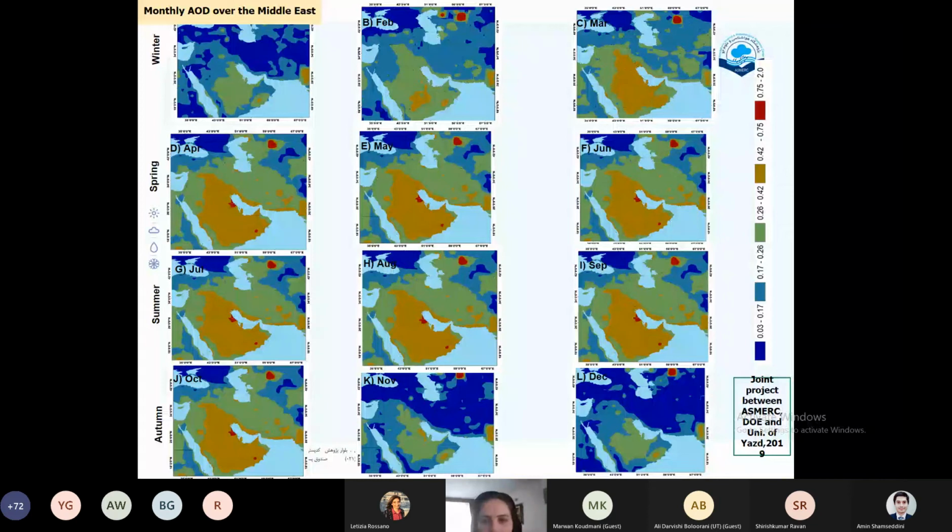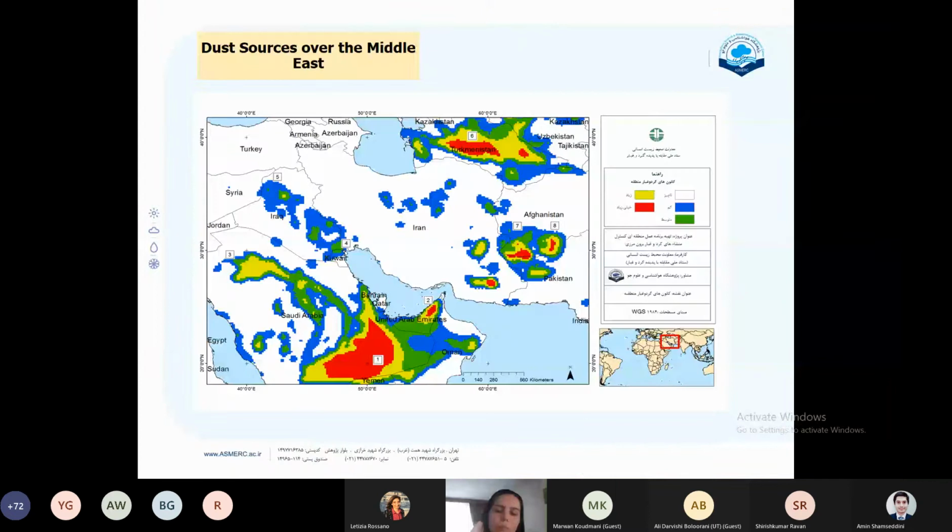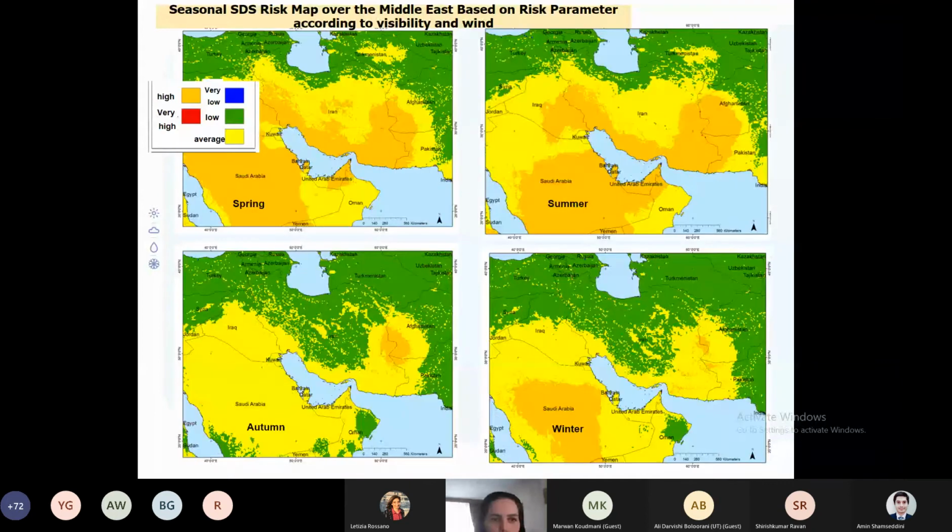We have Shamal winds as well as gap winds over the Sistan Basin, and this is the dust flux output that shows the hottest spots over the region. These hottest spots were considered for risk assessment. For this risk assessment, based on the risk parameters according to visibility and winds from a 10-year study, we could produce the risk map that you can see, with different categorizations over the region.